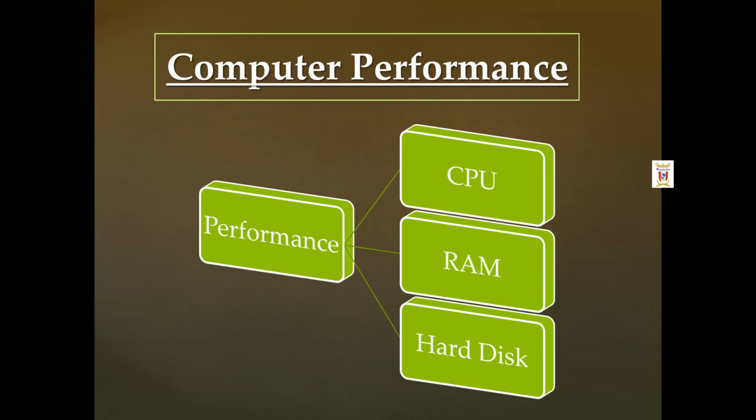The next is RAM. As you know, RAM is random access memory, so it should hold large enough data. It may result in faster performance. Faster CPU means better performance.